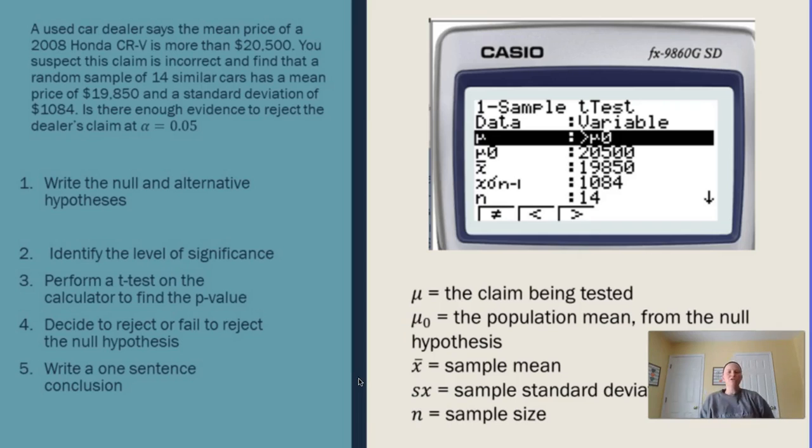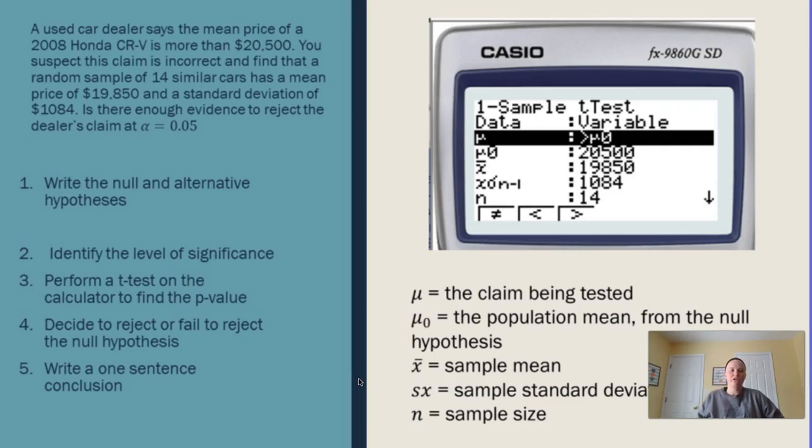All right, a used car dealer says that the mean price of the 2008 Honda CR-V is more than $20,500. You think he's wrong, so you get a random sample of 14 cars and it has a mean price of $19,850 with a standard deviation of 1,084. Is there enough evidence to reject the dealer's claim at alpha equals 0.05?